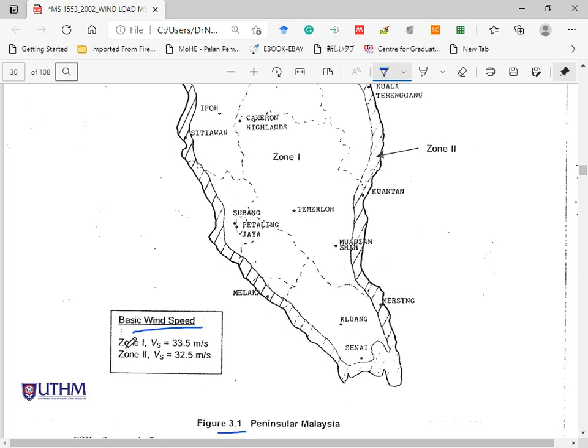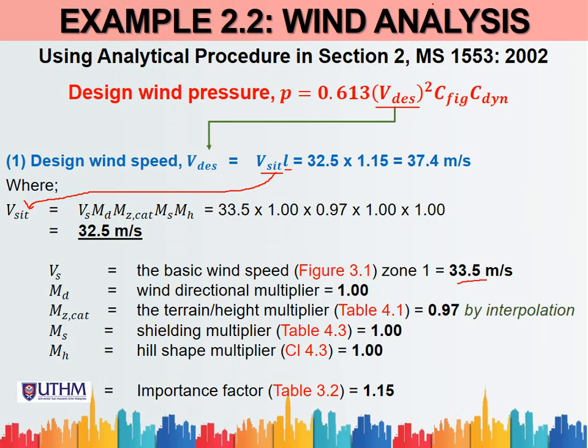For the basic wind speed, zone 1. Kuala Lumpur is at zone 1, around here. Okay, the Vs is 33.5 meter per second. And next, the wind directional multiplier is equal to 1. The Mz,cat, the terrain height multiplier, refer to table 4.1.